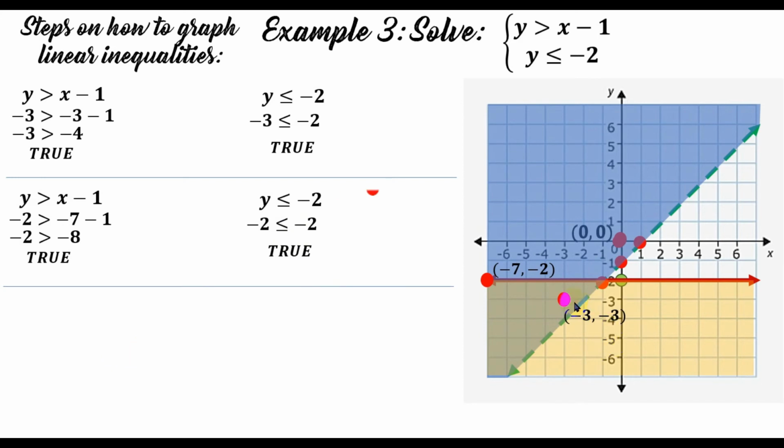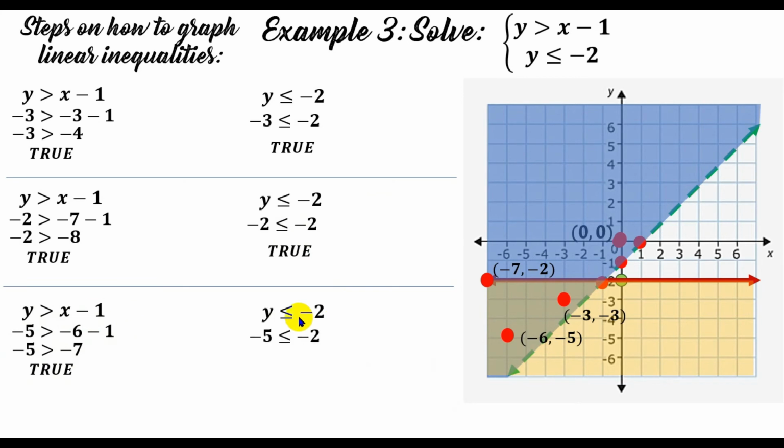Next po ay ang ating last point, negative 6 and negative 5. So, substitute natin siya. Y is negative 5 and x is negative 6. So, negative 6 plus negative 1, that's negative 7. And negative 5 is greater than negative 7. This is true. For the second linear inequality, y is less than or equal to negative 2. And y is negative 5.